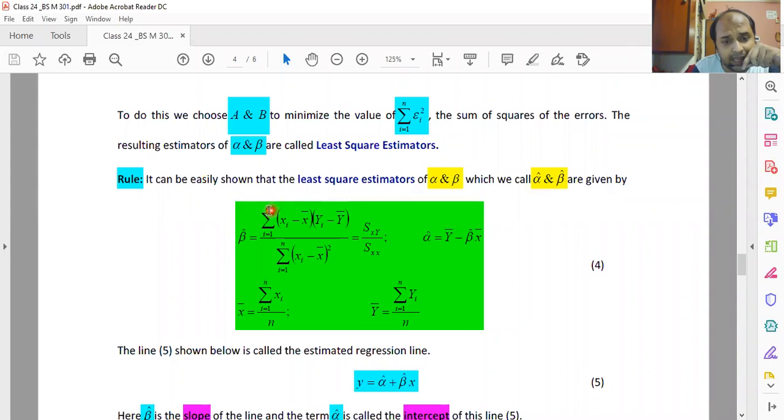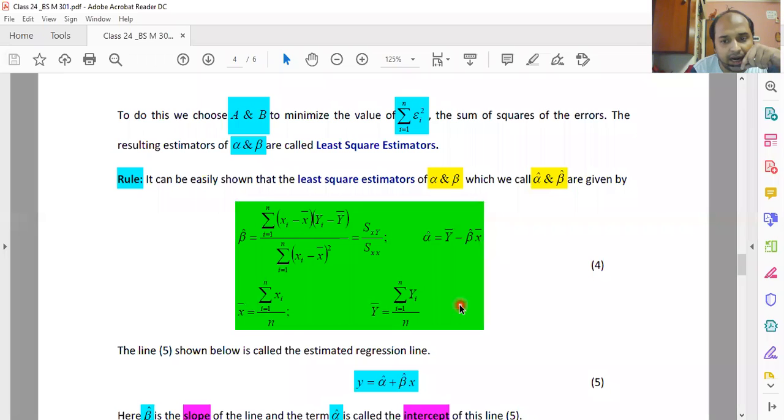If I multiply this numerator by 1 by n, the numerator becomes covariance. And if I multiply this denominator by 1 by n, this becomes variance. This is the variance of x, and that is the covariance between x and capital Y. Once this beta cap is known to you, I can use the value of beta cap to estimate alpha. So alpha cap is equal to y bar minus beta cap into x bar, and y bar and x bar are the arithmetic means of the variable y and variable x.